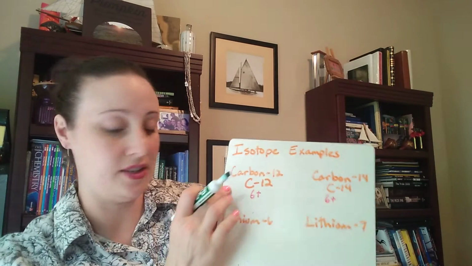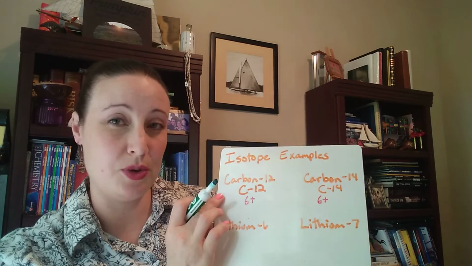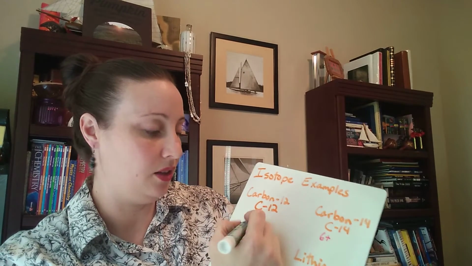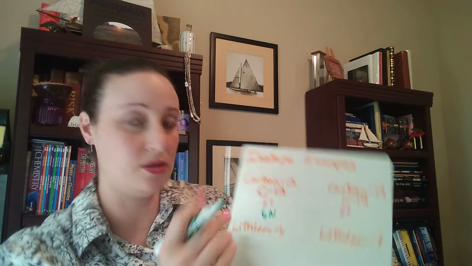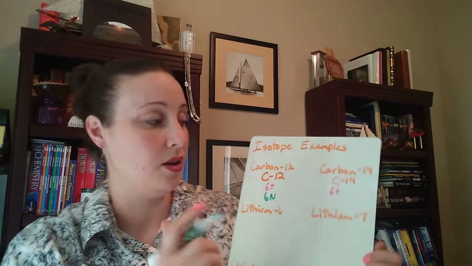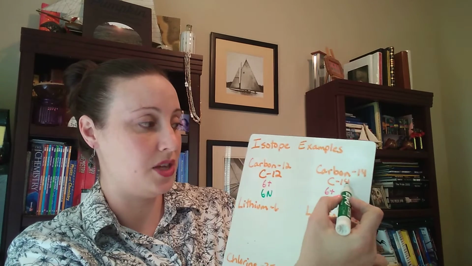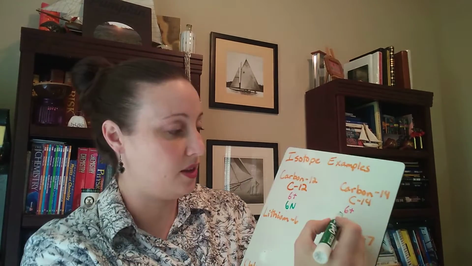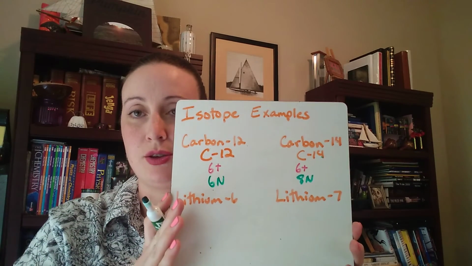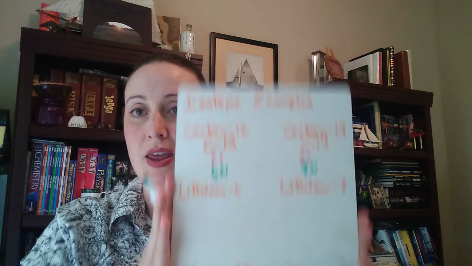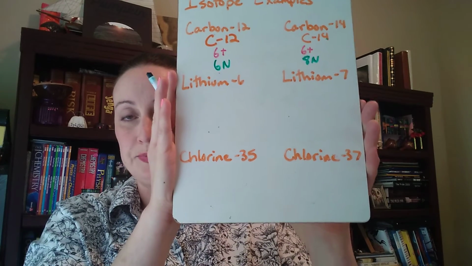So the carbon-12 isotope would be the one we just did. It's the most common one. So 12 minus the 6 protons leaves me with 6 neutrons. And the carbon-14 isotope, if I have a total mass of 14, 6 of those in the nucleus are my protons. 14 minus 6 gives me 8 neutrons in my nucleus. And so that would be the difference between carbon-12 and carbon-14. So take a minute and see if you can do these other 2.